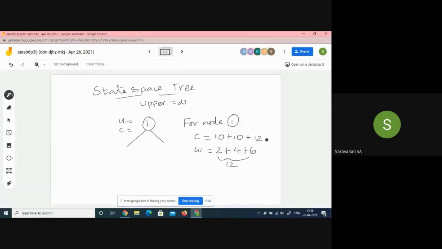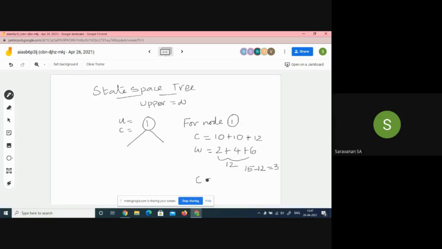Can we include the next item? If I include the next item, its profit is 18. But what is the weight? It is 9. So 12 plus 9 will be larger than the capacity. The capacity is only 15. So if I add 9, then it will be 21. So I cannot include it. So I do here 15 minus 12, so only 3 more kg can be included. Okay. So I will include the fourth item in a fractional manner.